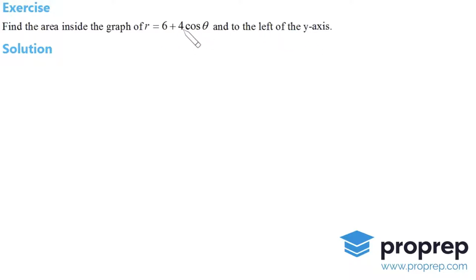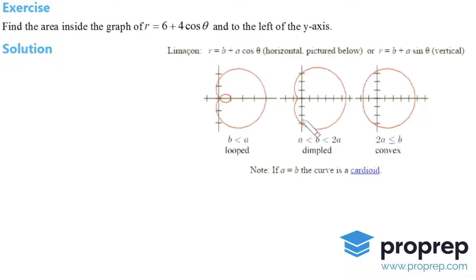Now I'll give you an idea of what this looks like. I brought in a picture which we could live without, but just to make it more interesting. In general, when we have a plus b, or rather b plus a cosine theta, depending on the values of these numbers, we get different types of curves. But in our case, it would look something like this.